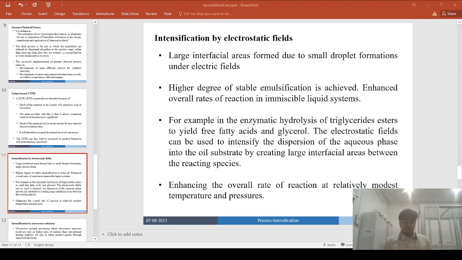Now let us discuss briefly. Last time also we discussed the intensification using centrifugal fields, using electrostatic fields, using ultrasonic waves, and using microwaves. So again, let us discuss the intensification by electrostatic fields. The large interfacial areas are formed due to the small droplet formation under the electric field.